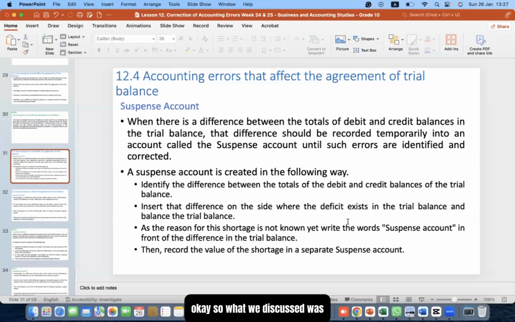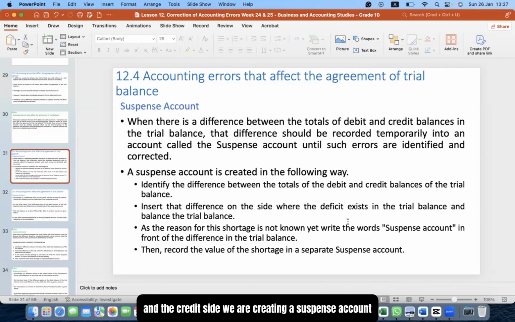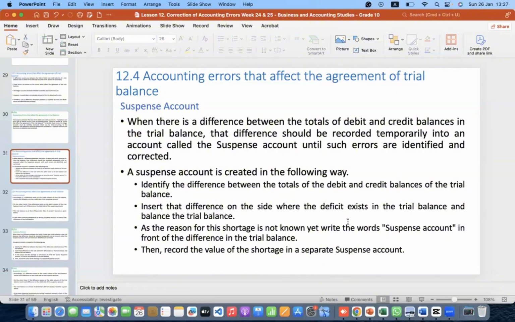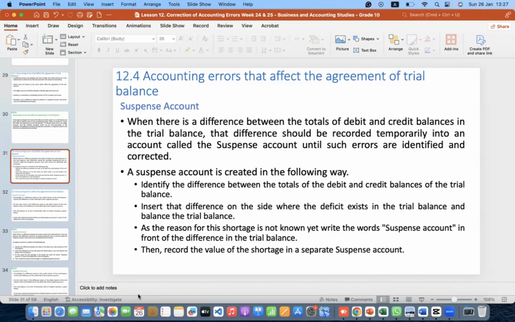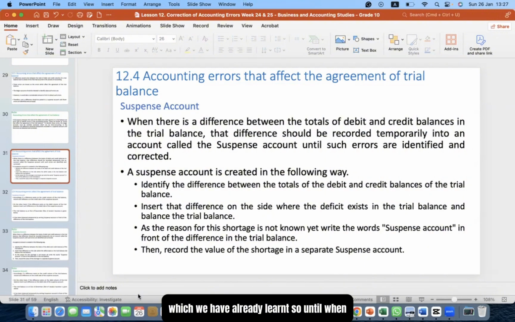Okay, so what we discussed was, when there is a difference between the total of the debit side and the credit side, we are creating a suspense account and we are passing that difference into that suspense account. So when there is a difference between the total of the debit and the credit balances in the trial balance, the difference should be recorded temporarily into an account called suspense account, which we have already learned.